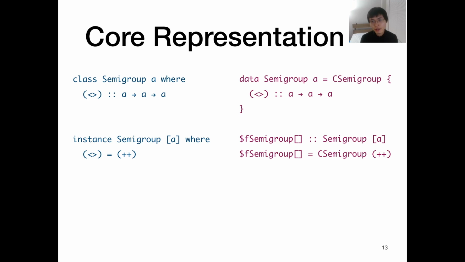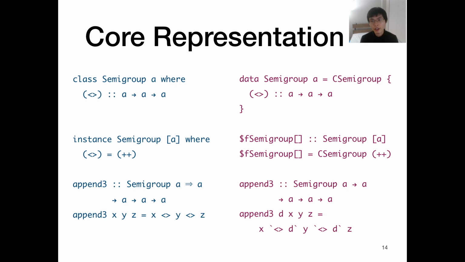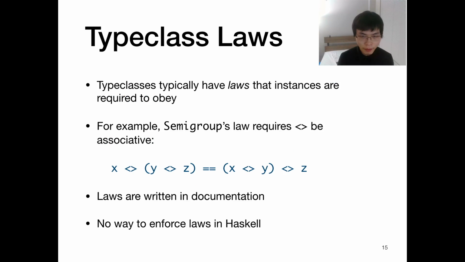Similarly, instance definitions are converted into values or inhabitants of the corresponding dictionary type. Type class constraints are nothing but extra dictionary arguments to a function. Note that the fat arrow in the type signature of append3 is turned into an ordinary function arrow because Semigroup is just a data type in Core.